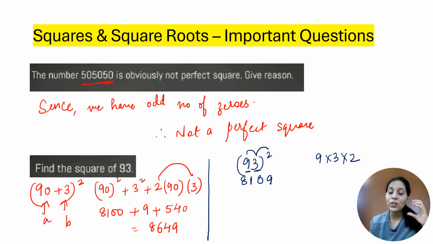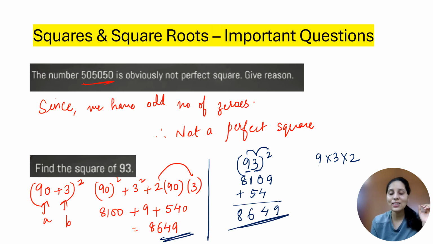Now you need to make sure that when you write this number, you always leave the ones place. So 54, you will leave this place. Once you're done with this, just add them up: 8649. Here we end up having the same answer. This is the shortcut method. Write the individual squares and then the product, just when you write this second number, you need to leave the ones place.